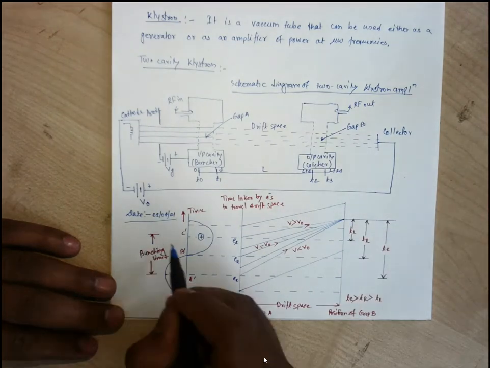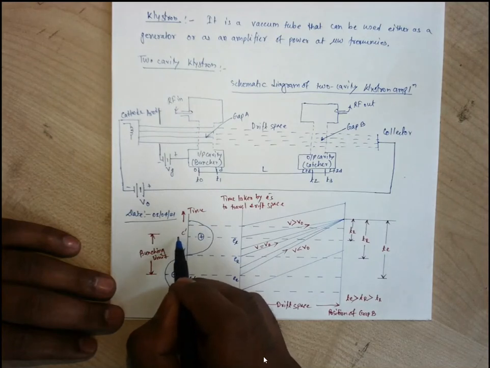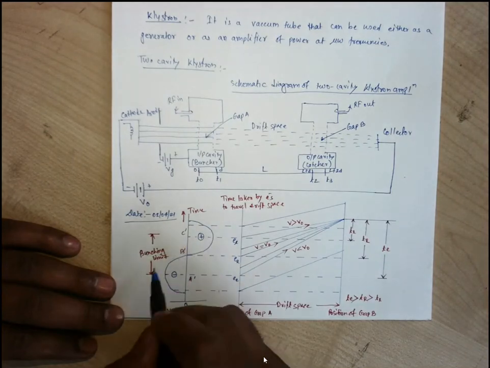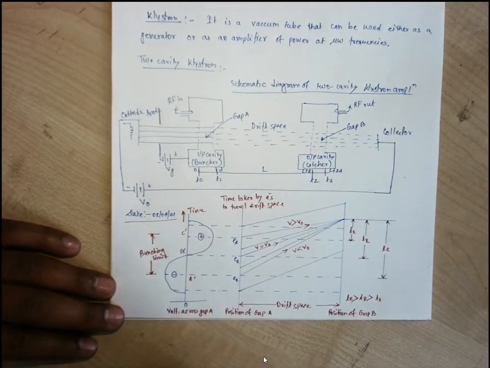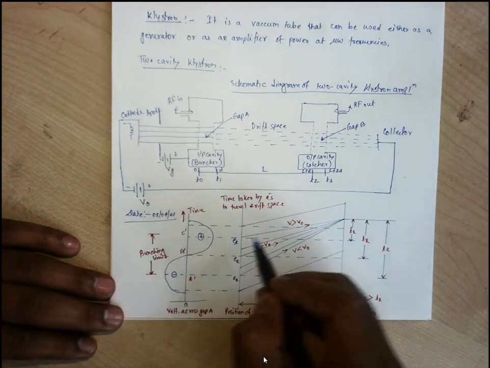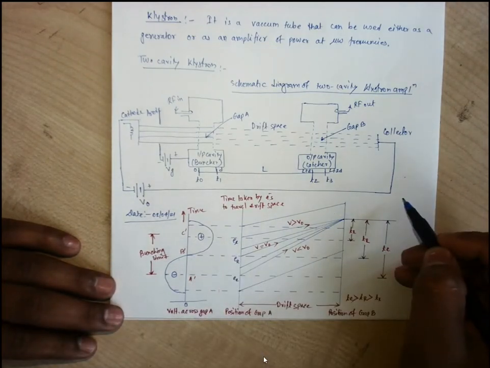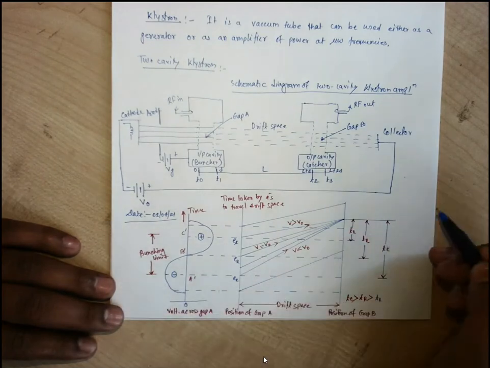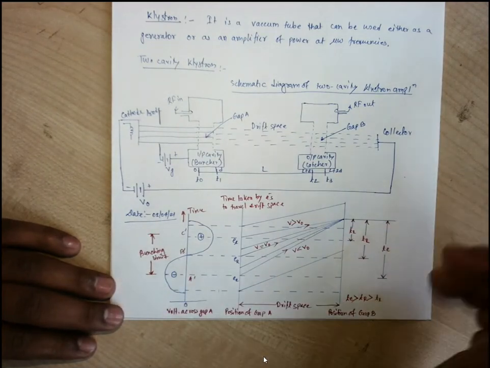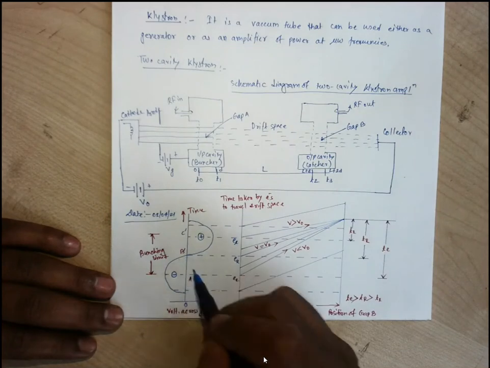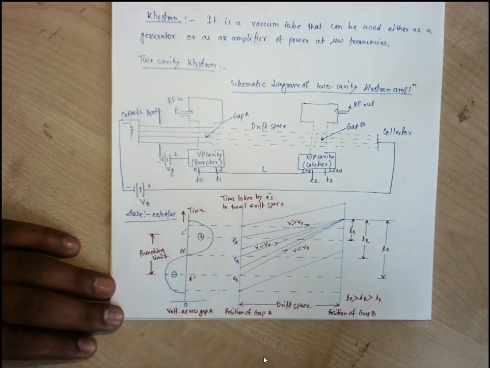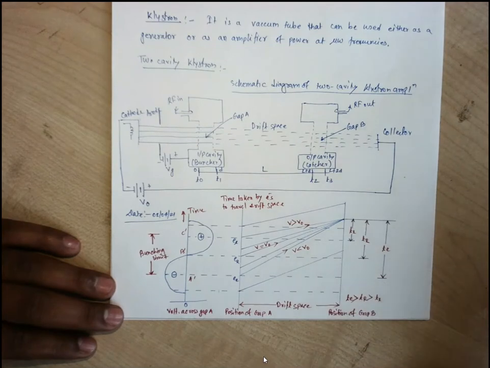So our bunching limit is limited to positive potential, positive peak to the negative peak. The positive peak will give you the fastest electron, the negative peak will give you the slowest electrons, and that reference point will be the zero potential point. So these are the different times by which they will travel this drift space.